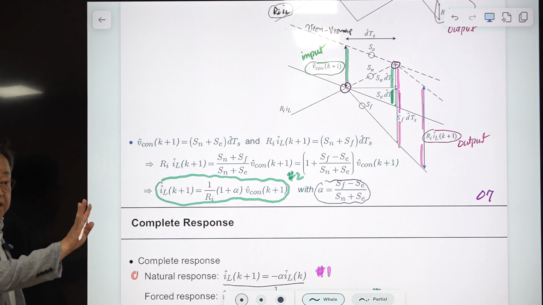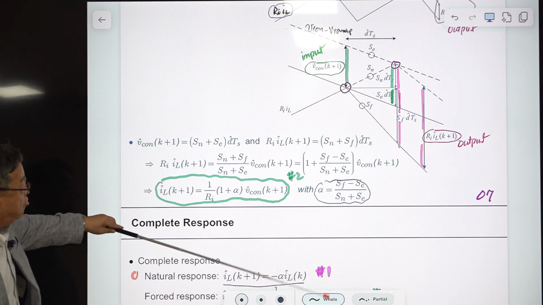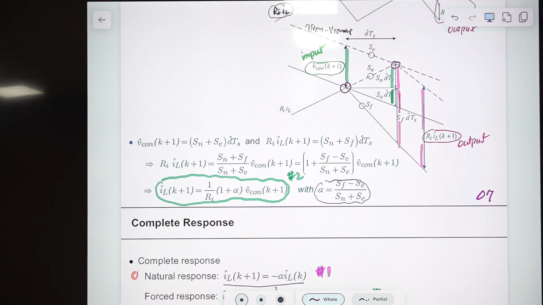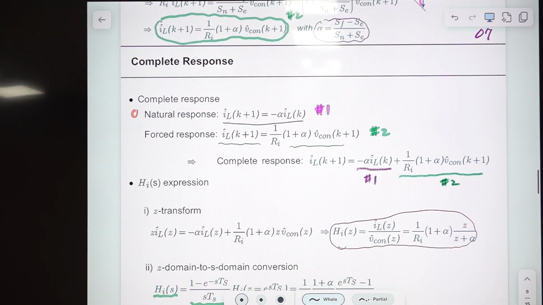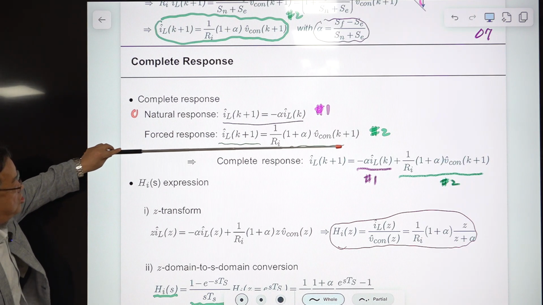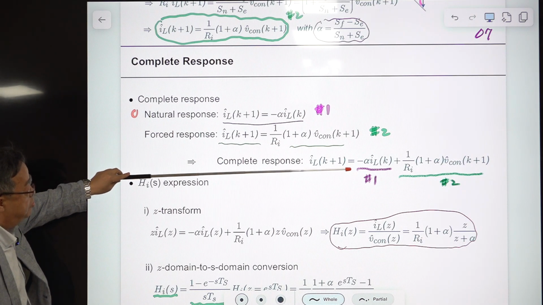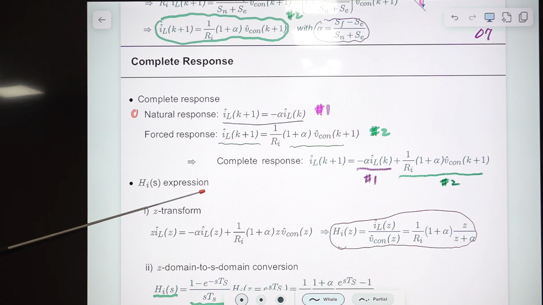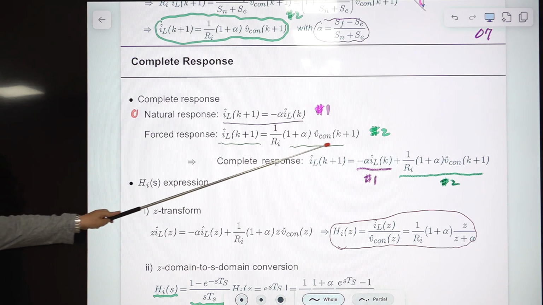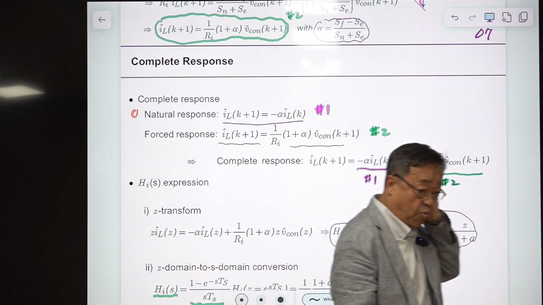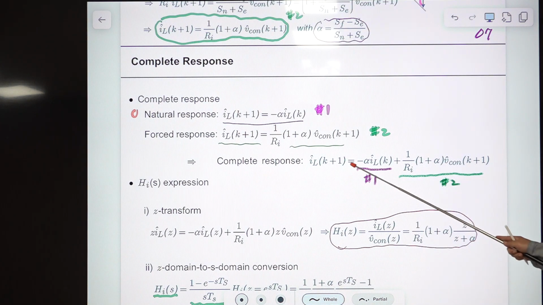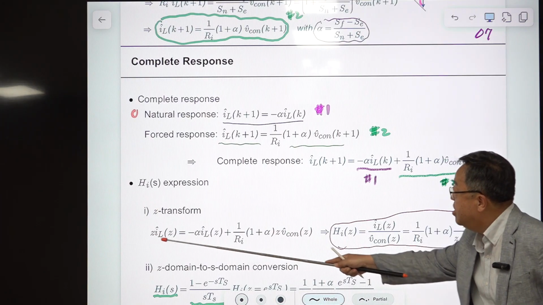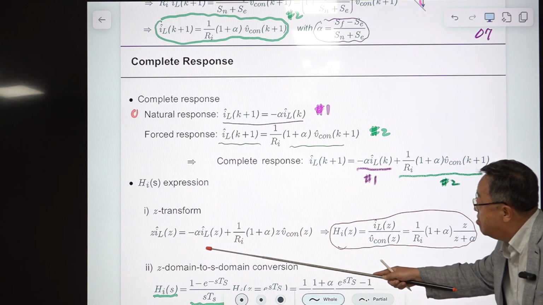Okay. So we obtain the natural solution, and this is the forced solution, and the complete solution is just the sum of them. So you have a natural solution of number 1, and the forced solution of number 2, and the complete response is the sum of these. Okay. So this is the final equation, and you take the Z-domain transformation. Then you have K plus 1. Then you multiply that with Z, okay?